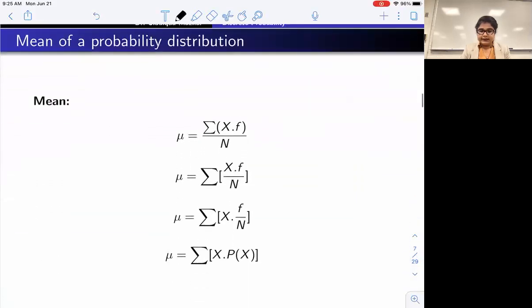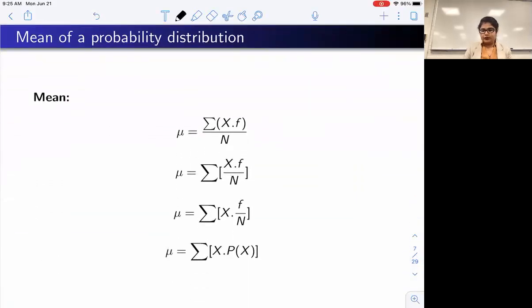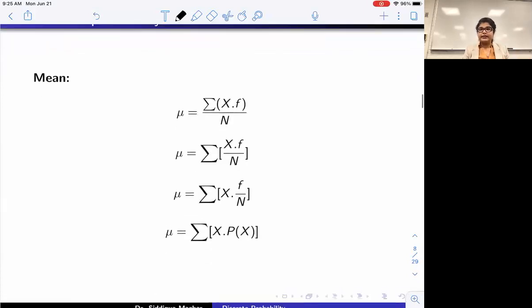So along the same lines as frequency distributions, we also have to calculate the mean, standard deviation, and variance for the probability distribution. So how are we going to find the mean for the probability distribution? We know what the mean means. It's an average: you collect all the values, take the sum of all the values divided by the total number of samples that you have been given.